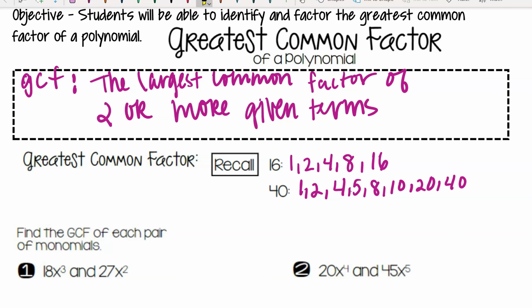The greatest common factor for 16 and 40 would be the biggest number that they have in common as a factor. Here, they do have 1 in common, they do have 2 in common, they have 4 and 8. They don't have 16 in common. So the biggest number they have in common is 8. We can say that our GCF for these two numbers is 8. Now we're going to do something similar, but with variables as well.